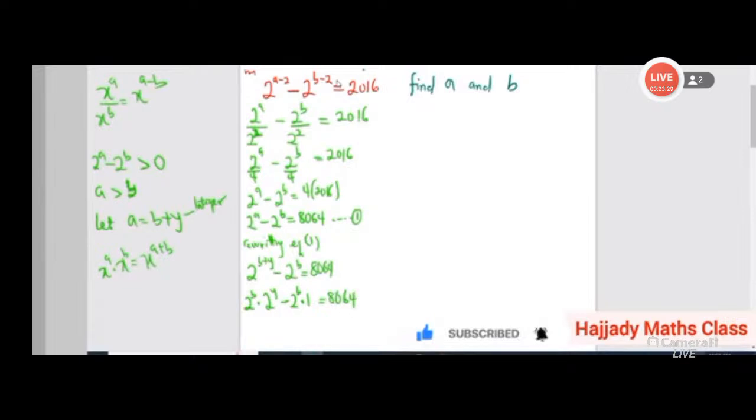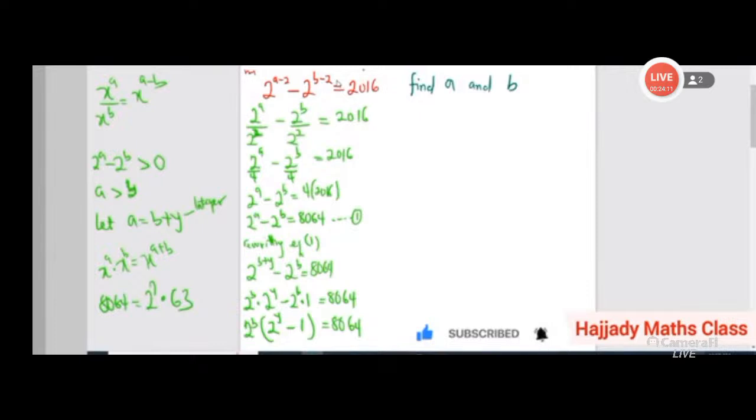So with this, factorizing out 2 raised to power b, which is common to both terms, I'm going to have 2 raised to power b in bracket 2 raised to power y minus 1 equals 8064. Using the LCM method, that's going to be a long process, but we are going to have that 8064 is equivalent to 2 raised to power 7 times 63. Yes, you can do this, and you will see that this is equivalent to 8064.